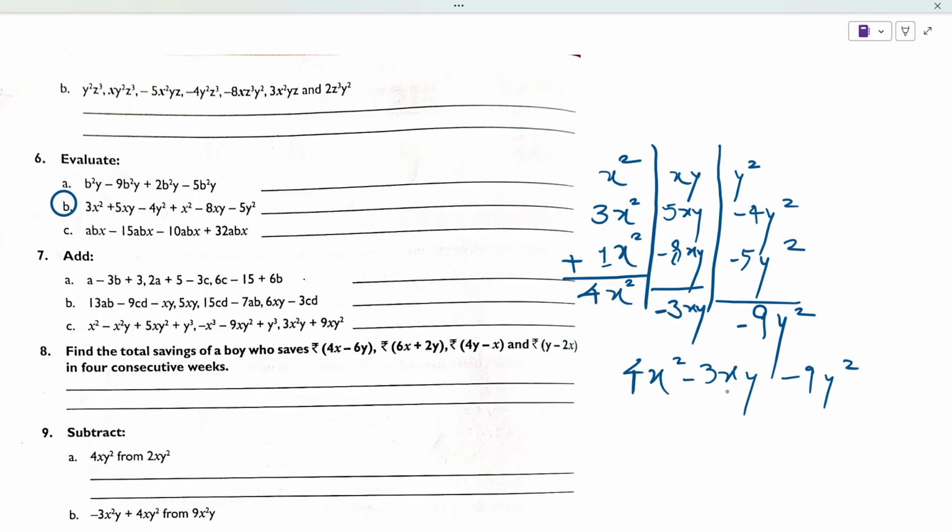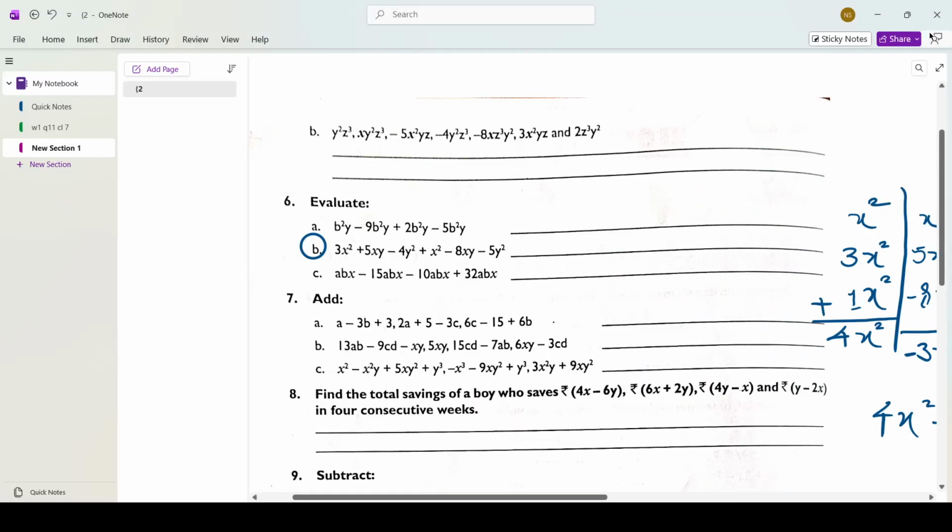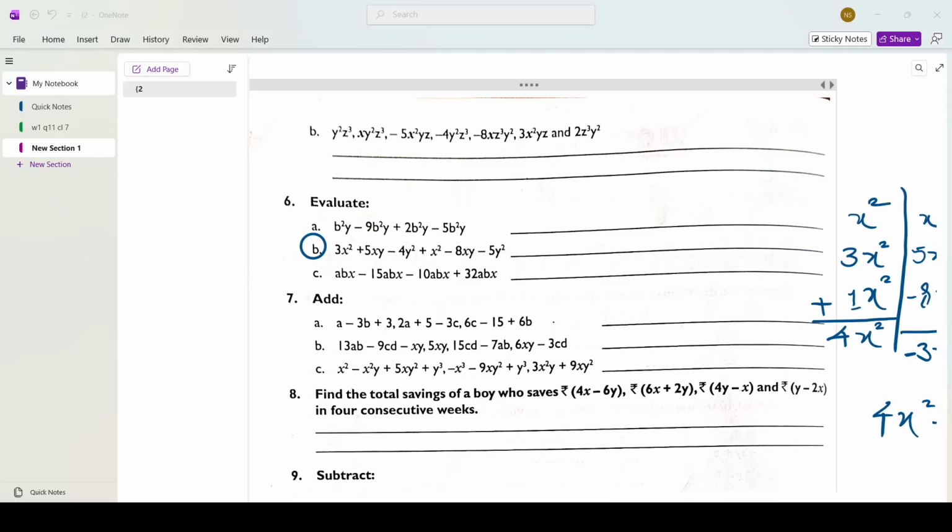Now they are unlike terms, so they cannot be treated among themselves. So this is the final thing which can be done over here. This is the answer. Clear, students? There can be your way of also solving the question, just that it should be logical and easy to comprehend.